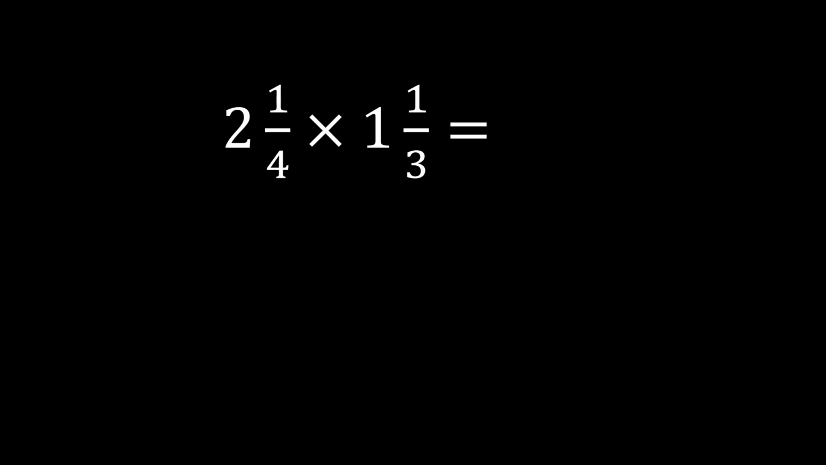This example is 2 and 1/4 times 1 and 1/3, and in order to be able to multiply our mixed numbers, we have to turn them into improper fractions first. So let's start with 2 and 1/4.